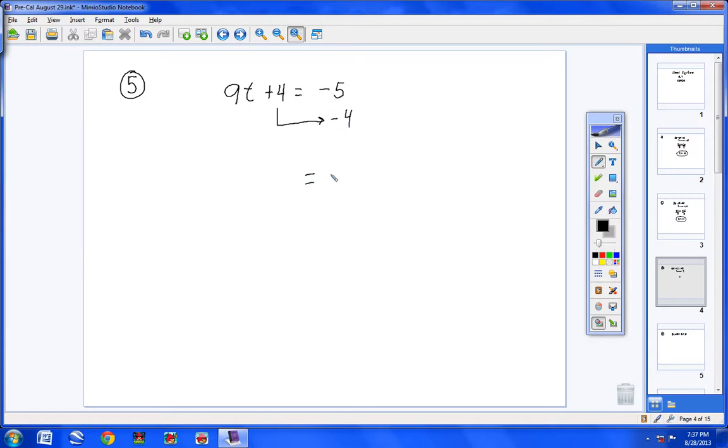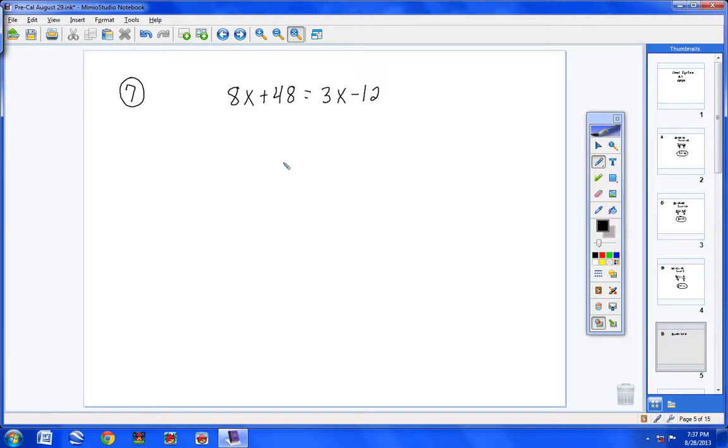A negative 5 and a negative 4, when you combine them or add them, however you want to say it, you will get a negative 9. You're left with 9t. Now I want to get rid of this 9. Well, the only way to get rid of that 9 is divide by 9. If I divide one side by 9, I must divide the other side by 9. These 9s cancel, and I'm left with negative 1. Again, use a calculator if you need to. A negative 9 divided by a positive 9 is a negative 1. Moving on to the next problem.